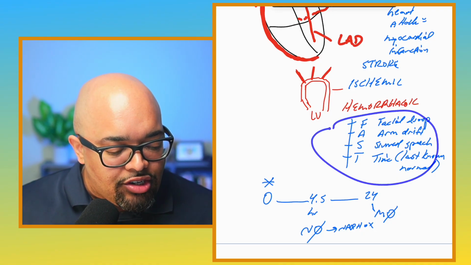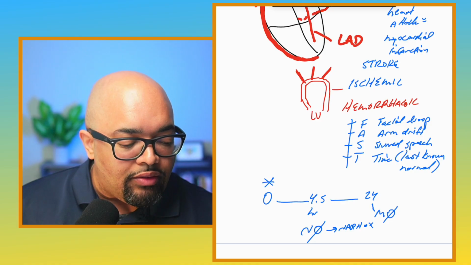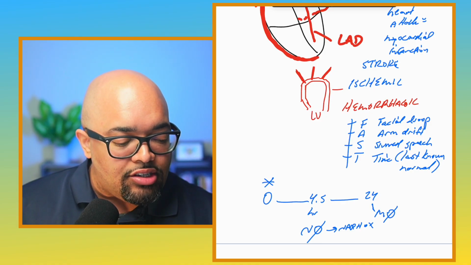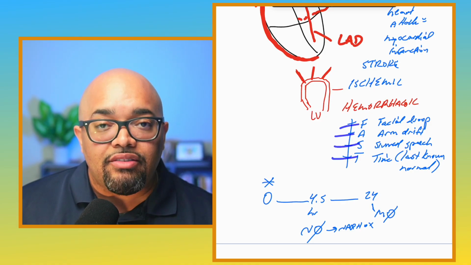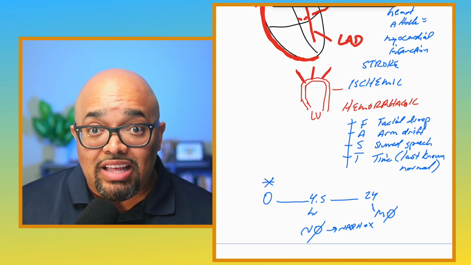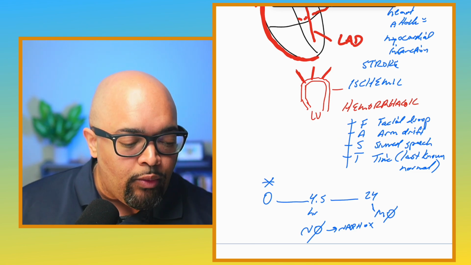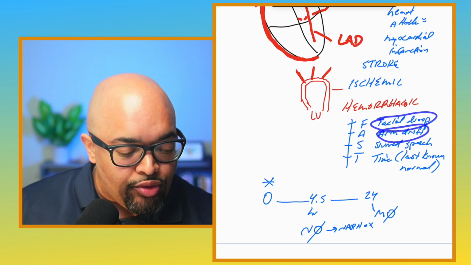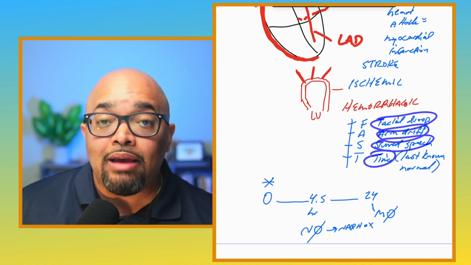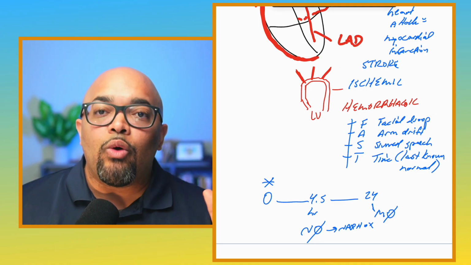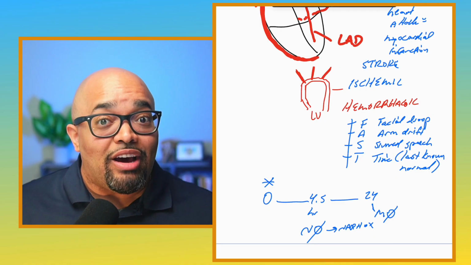How do we recognize a stroke? Well, we want to think FAST. If any of these things are positive, we are very suspicious that they are in fact having a stroke. We want to look for facial droop, arm drift, slurred speech, and the time. Specifically, the time is when they were last like their normal self.